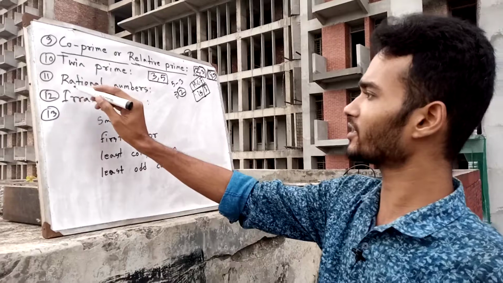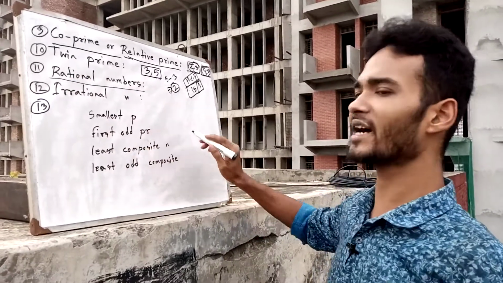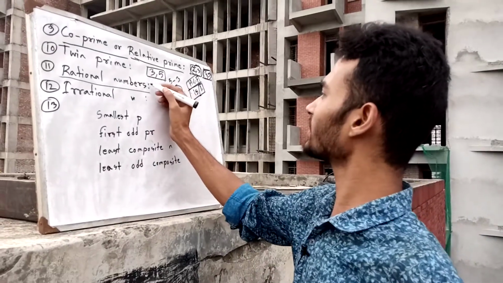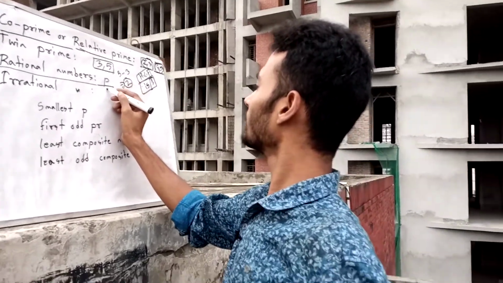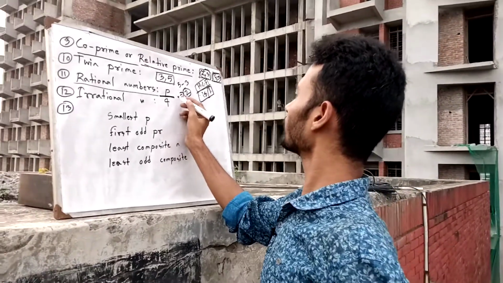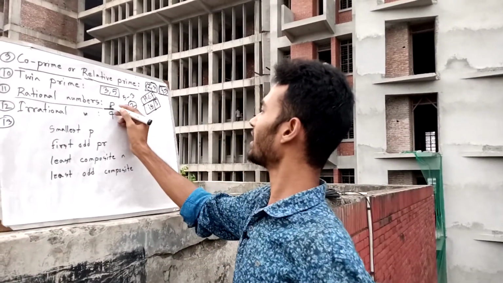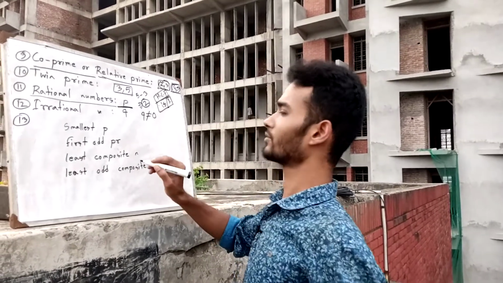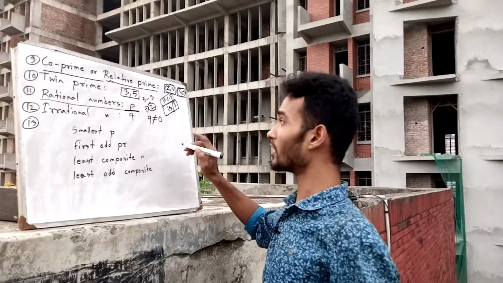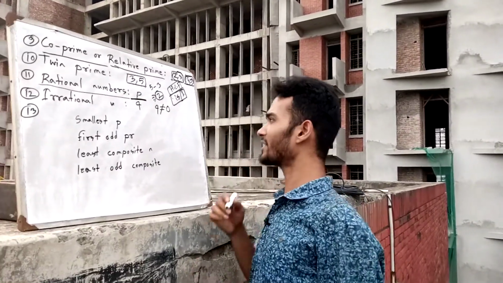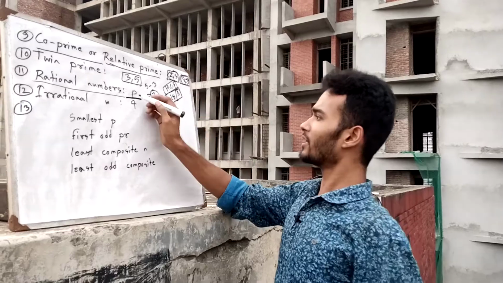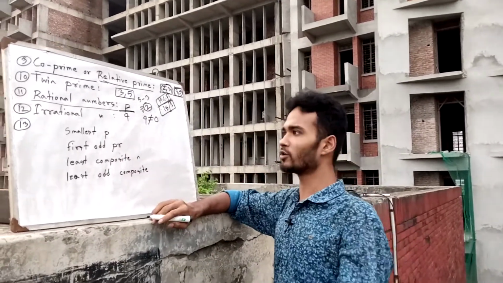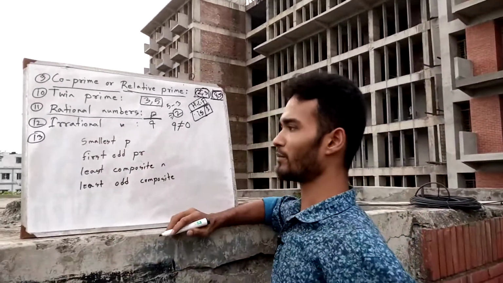Then go for the rational number. All the counting numbers are called rational numbers if we can express the number in the fraction P divided by Q, with Q not equal to 0. All kinds of negative integers and all kinds of positive integers are called rational numbers.